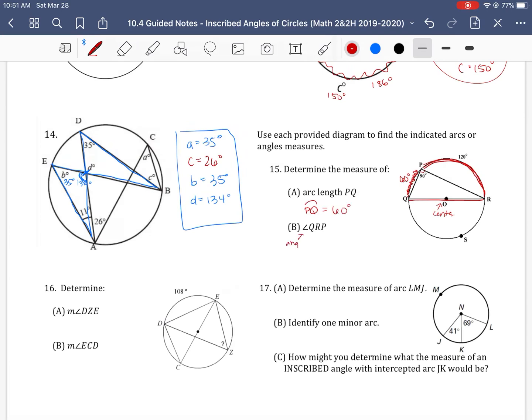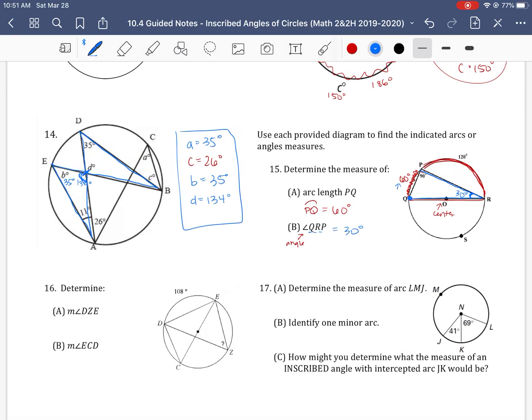Now, this one's asking for the angle QRP. Now, remember when we find angles, we start with that first letter and we work all the way through the letters till we create an angle. So we're starting at Q, then to R, then to P. So it looks like it created this angle right here. Again, if this is 60 degrees, then that inscribed angle is half of that. So this is 30 degrees.